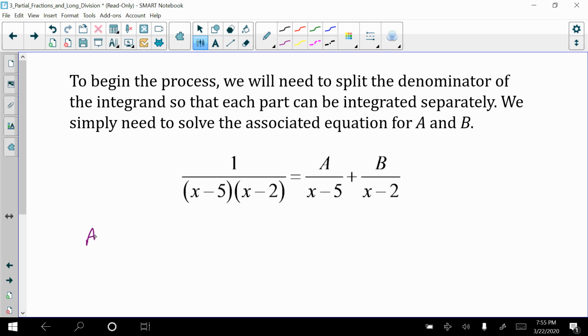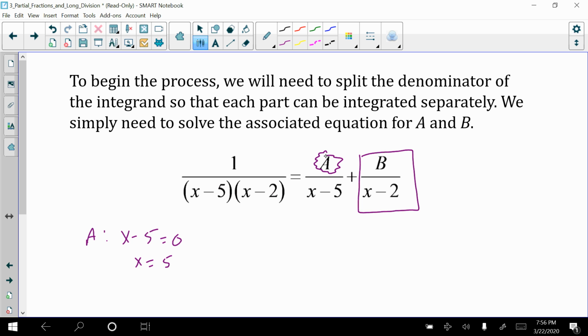So let's do A. This is the process that I'm going to do to find A. I'm going to say, okay, what is the solution of A's denominator? So if I take A's denominator, which is x minus 5, and I set it equal to 0, well, that's going to give me x is equal to a positive 5. And what we're going to do is take whatever that solution is, and use the other fraction to figure out the value of A.